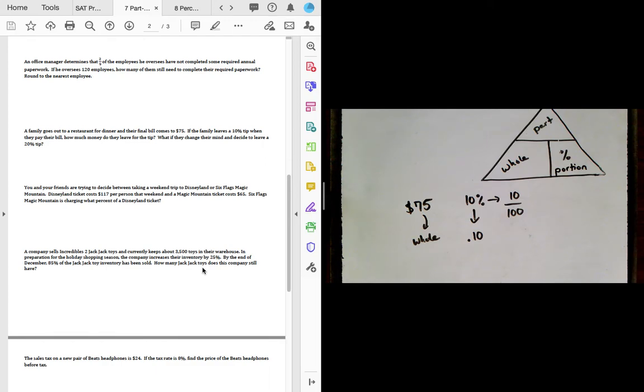In this case, we're looking for the part. How much tip do I got to leave? So I should be multiplying these values together, whole times percent. And so I'm going to do 75 times 0.10, and that's going to give me 7.5.